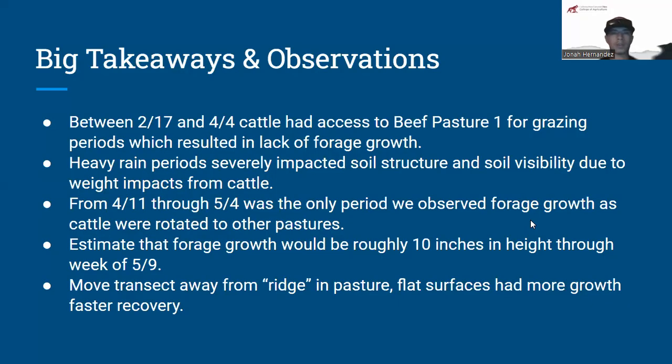So some of our big takeaways and observations: between 2-17 and 4-4, cattle had access to beef pasture 1 for grazing periods, which resulted in lack of forage growth. Heavy rain periods severely impacted soil structure and soil visibility due to weight impacts from the cattle. From 4-11 through 5-4 was the only period we observed forage growth, as cattle were rotated to other pastures beyond pasture 1. We estimated that forage growth would be roughly 10 inches in height through the week of 5-9. So if we were to do the transect this past week, we would have roughly estimated a 10-inch growth rate.